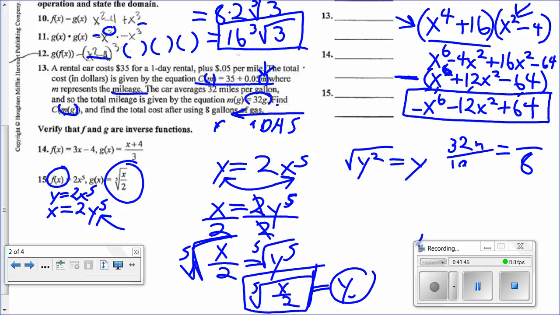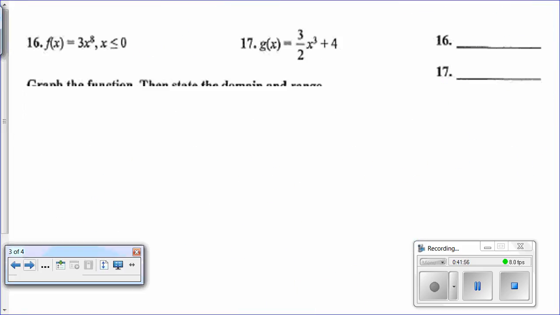All you need to know is f of x equals y. Write that, swap the x and the y, then solve for y. And that'll give you your inverse. So yes, those indeed are inverse.